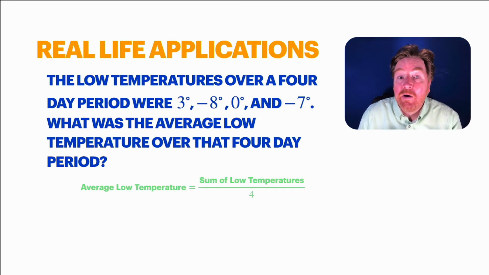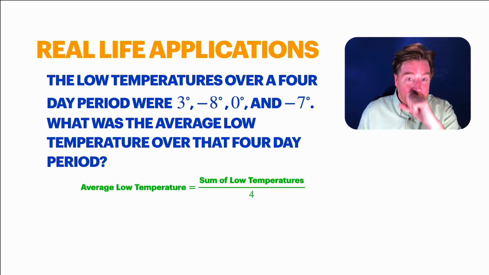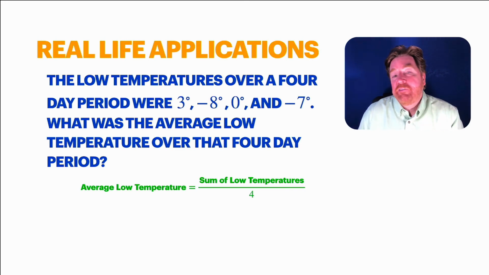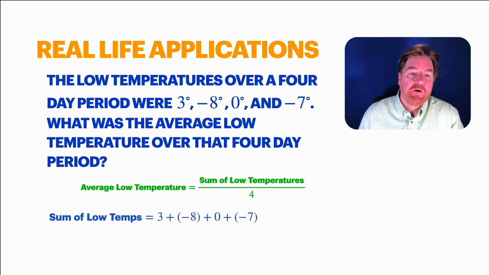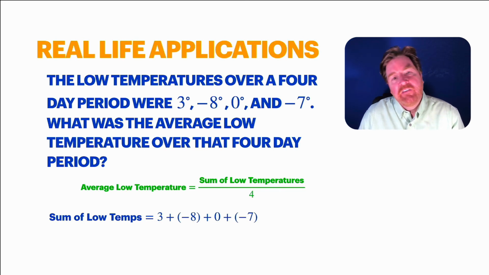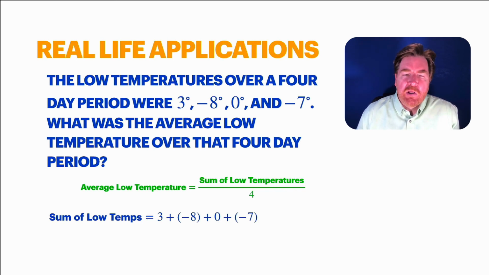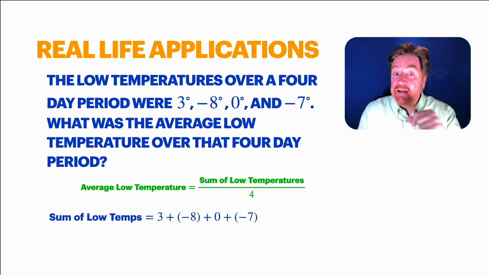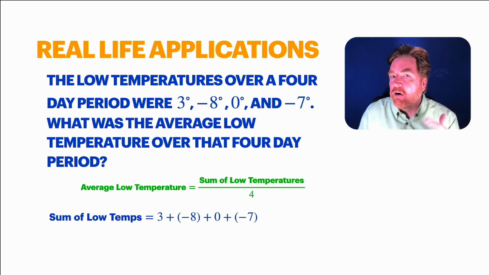All right, so 4. So to figure out the average low temperature, we really need to find the sum of the low temperatures. So we need to add up those 4 temperatures. Well, we can do that. It's just 3 plus -8 plus 0 plus -7. And if we just go through this sum left to right, 3 plus -8, you can see those N's and P's in your head, but by this point it's -5 plus 0, still -5, plus -7. -5 plus -7 is -12.